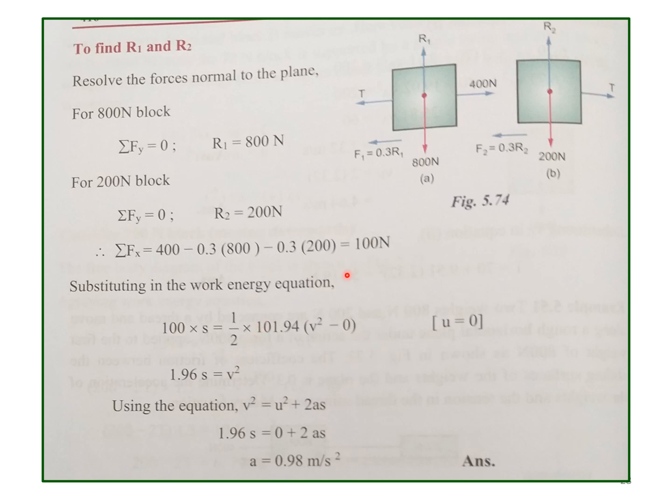Then we apply the work energy equation, and we get an equation like this. Now we know the equation of motion, v square is equal to u square plus 2as. From this we get the acceleration of the blocks as 0.98 meter per second square. So this problem is very simple.